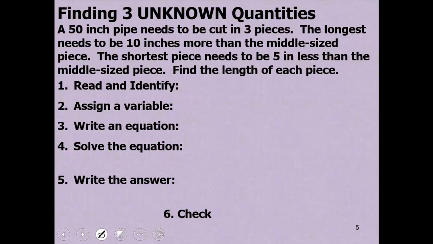All right, we have to read first. A 50-inch pipe needs to be cut in 3 pieces. Okay, we've done this in the last problem. The longest needs to be 10 inches more than the middle size. So far it's being compared to the middle size. The shortest piece needs to be 5 inches less than the middle-sized piece. So my variable needs to be the middle-sized piece. Find the length of each piece.